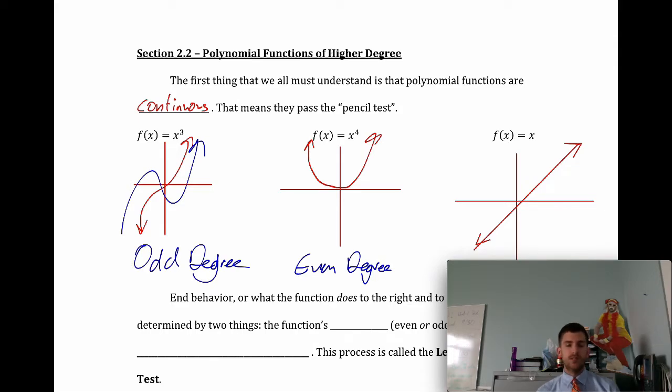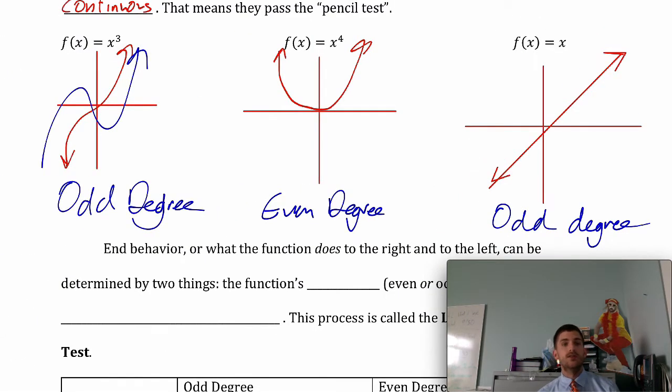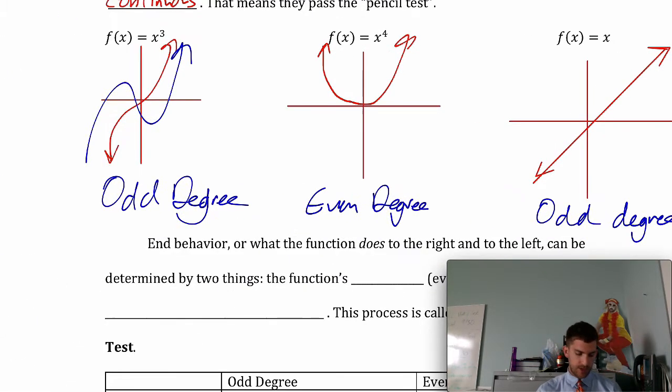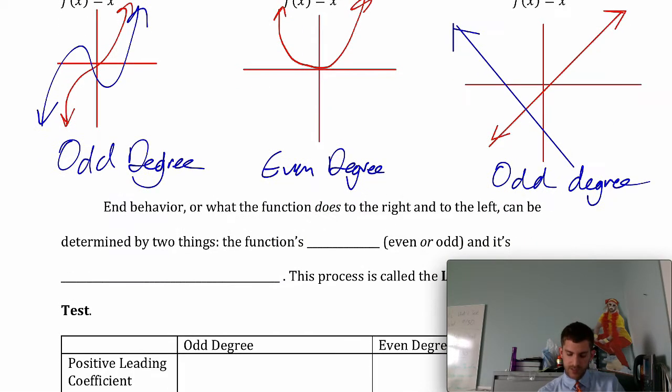Taking a look especially at the, oops, sorry, I'm not on the page there. Looking at the two odd degrees, you'll notice something about them: one arrow is pointing up while the other arrow is pointing down. And it could go in the other direction too. Like you could have a linear graph that looks something like that, where it's up and to the left and down and to the right.